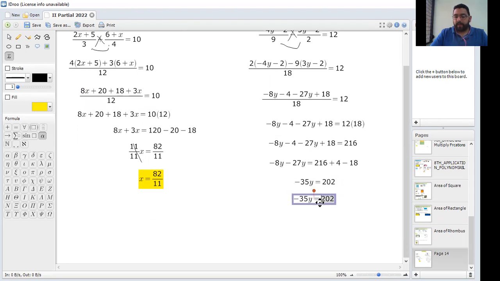Until this step, you are going to get the answer. So you divide by -35 here, and 202 divided by -35. So you are going to get y equal to 202 over -35. And remember, this negative is shared by the whole fraction. So this is the answer, and this is the process to solve a rational equation.